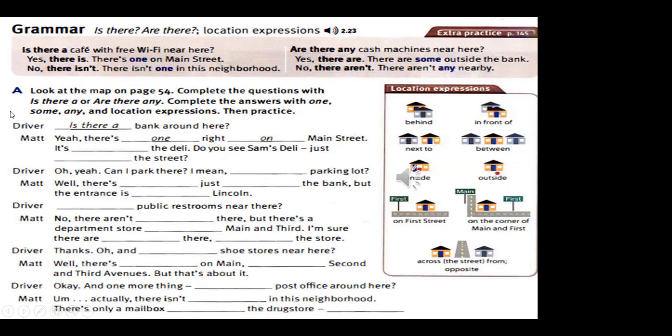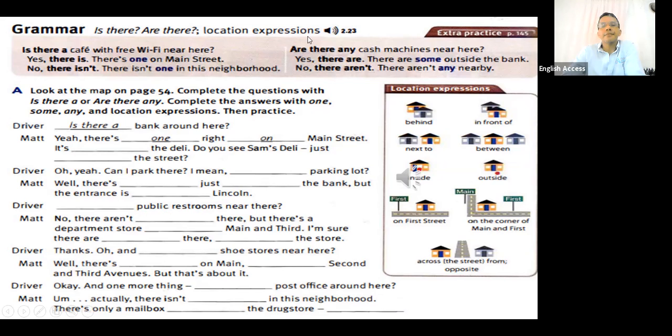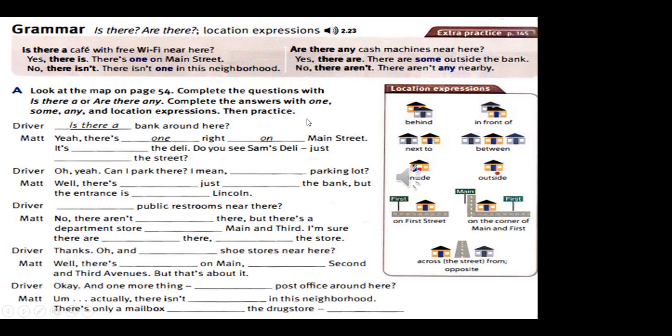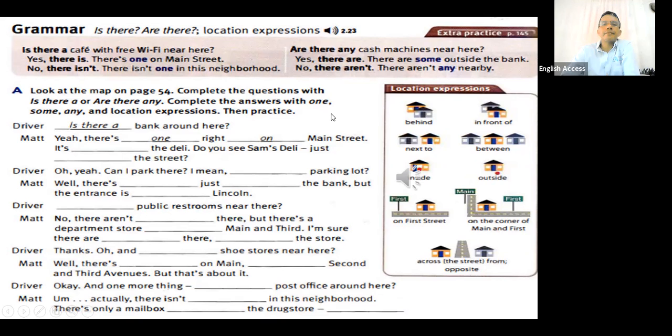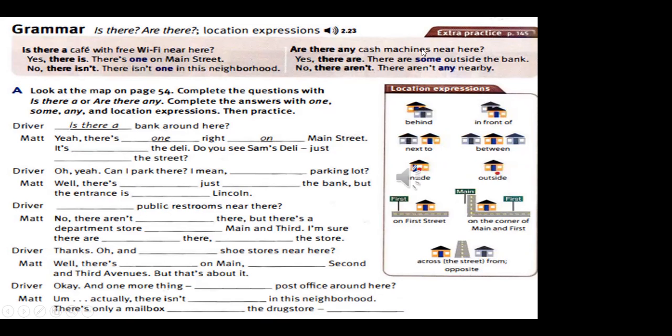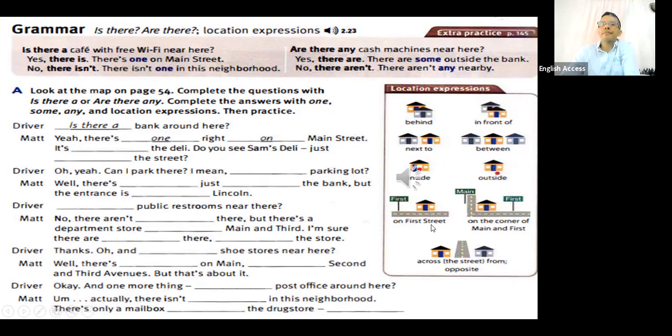2. Grammar. Is there, are there, location expressions. Is there a cafe with free Wi-Fi near here? Yes, there is. There's one on Main Street. No, there isn't. There isn't one in this neighborhood. Are there any cash machines near here? Yes, there are. There are some outside the bank. No, there aren't. There aren't any nearby.